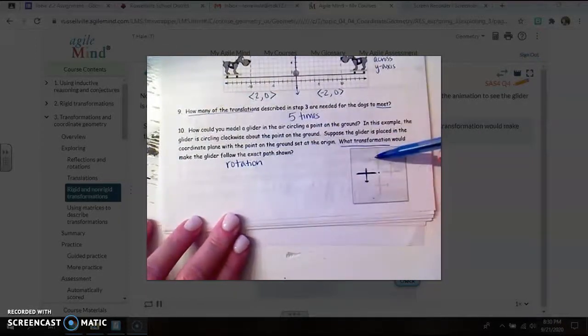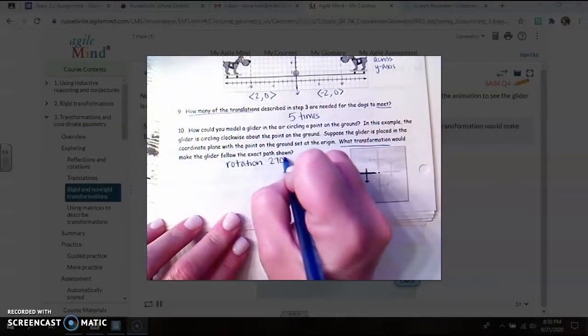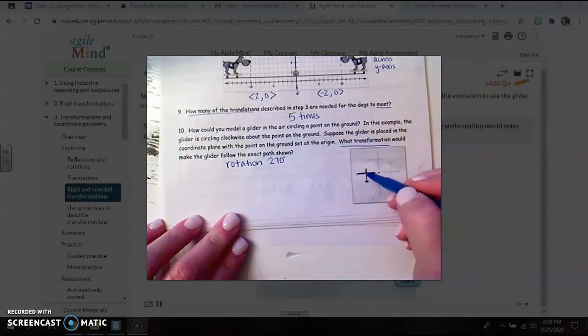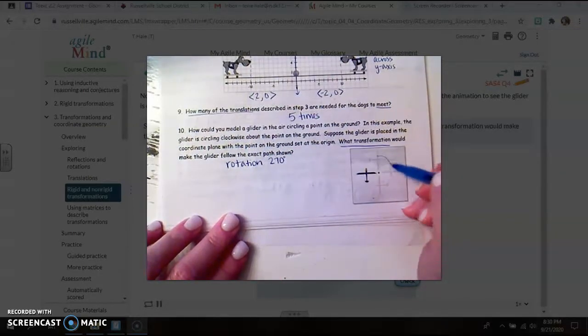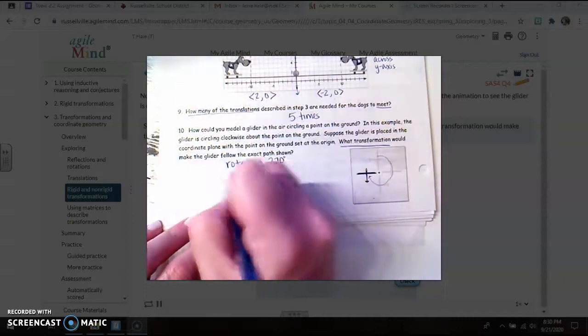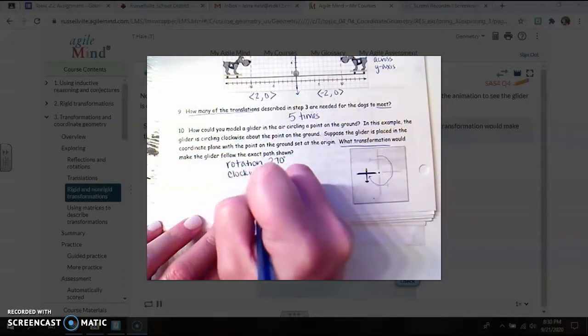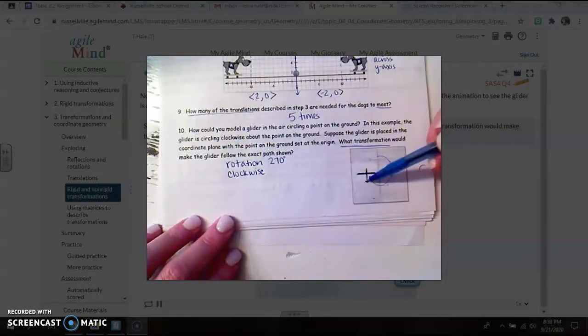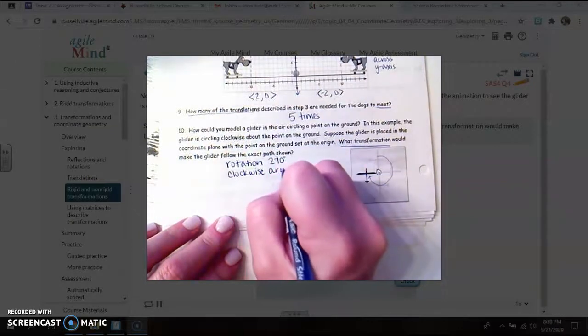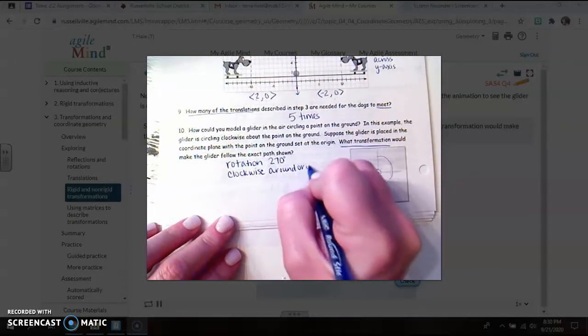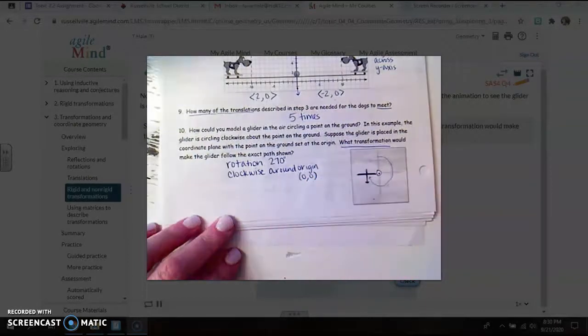So if we started here, remember every quarter turn is 90 degrees. So how many quarter turns did we make? 1, 2, 3. So we did a rotation 270 degrees from the starting point to our ending point here. Now, which direction did we go? Remember, this is called clockwise. If we went this way, it would be counterclockwise. So we went clockwise, even though the natural progression is counterclockwise. This rotation was clockwise. And around what fixed point? Remember, we said that was the origin. So around the origin, or you can write it as an ordered pair, 0, 0, either one.